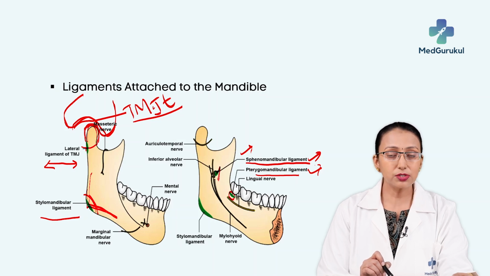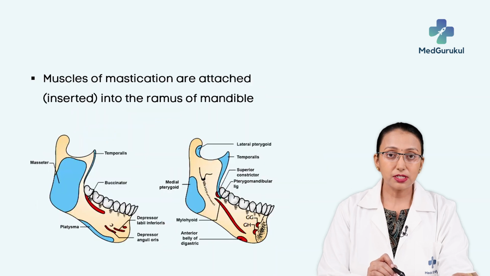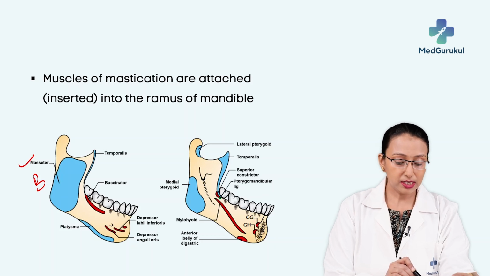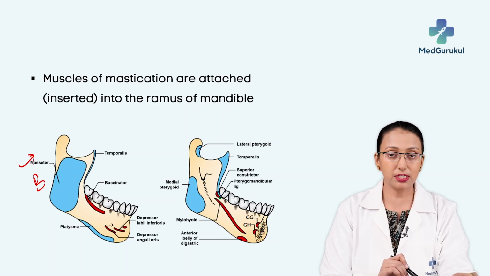It is otherwise called the pterygomandibular raphe, which gives attachment to the buccinator muscle. The muscles of mastication are attached or inserted to the ramus of the mandible. So, the blue is showing the insertions. We can make out that along the lateral surface of the ramus is the insertion of the masseter muscle.